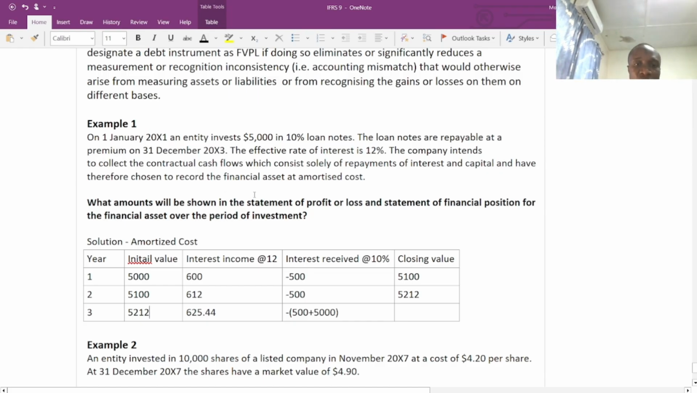But look at the requirement. What amount will be shown in the statement of profit or loss? So basically, we are going to show this under the statement of profit or loss.